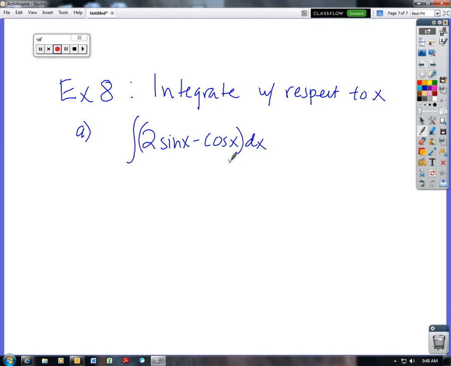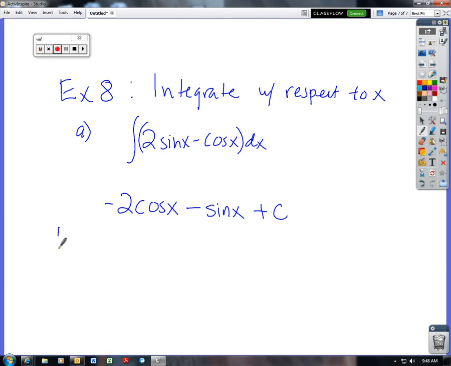Well, this one, we can just work our way across and integrate it. The 2 is a constant, so you can just bring it down. And then the integral of sine is negative cosine. Bring down the minus. The integral of cosine is sine, because the derivative of sine is just cosine. And then plus c. And that one doesn't require any simplifying.